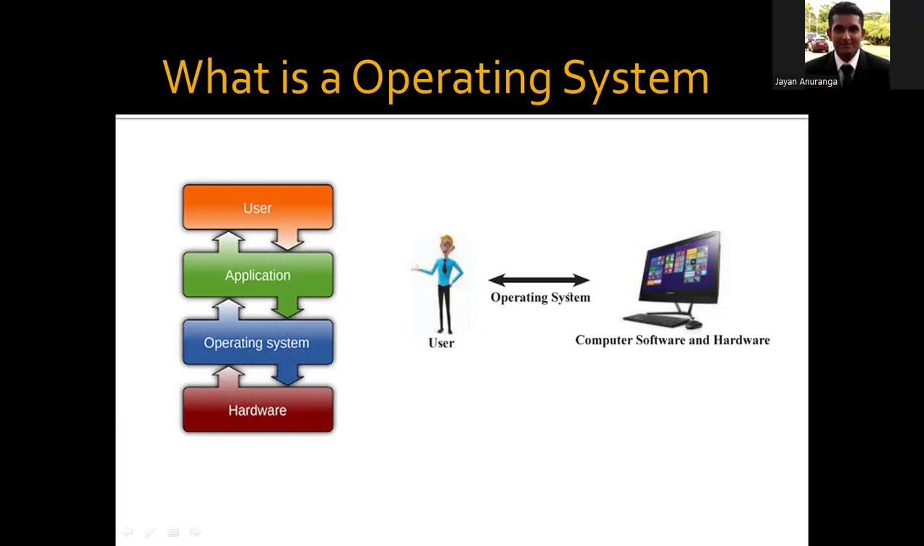The user interacts with application software and also the operating system. So in the second image, on the right side, the user has an operating system, the computer software and hardware. The connection is built by the link: the user and computer software are linked by the operating system.